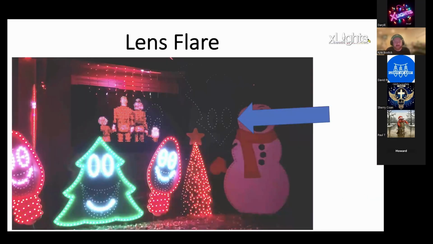So in this photo, I have an example of what lens flare is. In this photo, you can see the singing bulbs, the outline and the white of their eyes and mouth are super bright and it's blowing out the camera. And you actually see that reflection inverted over here where this arrow is.